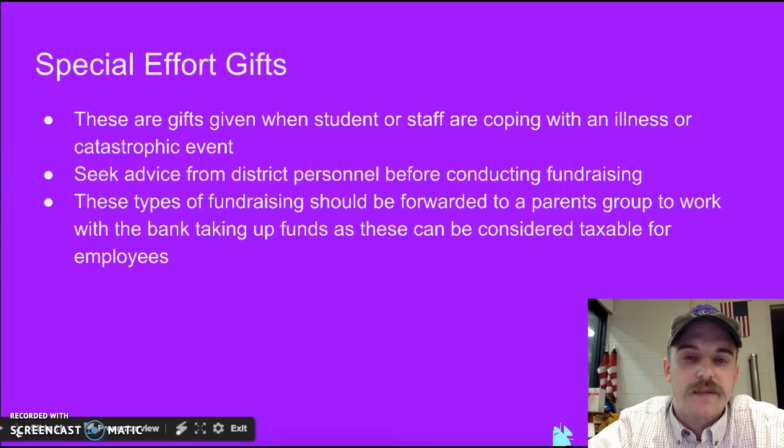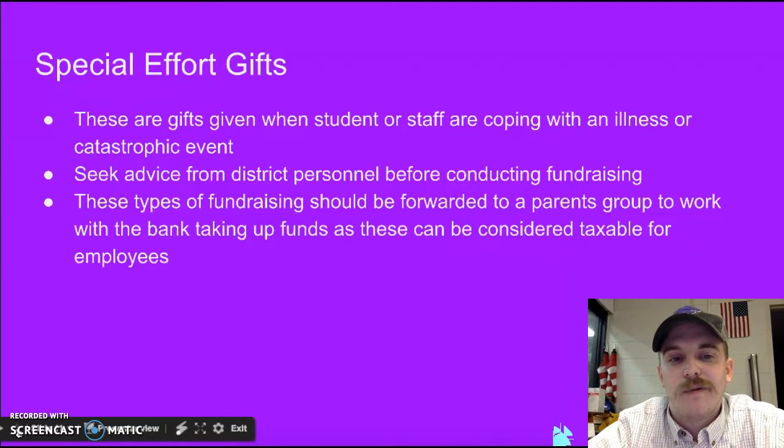Special effort gifts. These are gifts given when student or staff are coping with an illness or catastrophic event. Once again, this kind of ties back to the remembrance funds a little bit. But it is separate in the fact that this is usually money that is eventually going to be handled by a bank. So seek advice from your district personnel before conducting any type of fundraising for something like this. See if you hear any news about something that's gone on where there's already an account set up, as these types of fundraisings should be forwarded to a parent group to work with the bank taking up these funds, as these can be considered taxable for employees as well if it goes to the district level.